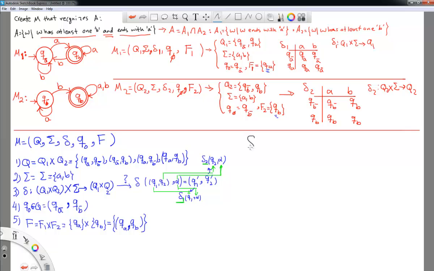I'm going to write my delta just like I did with the delta 1 and delta 2. And here's what is going to happen. What is the input of my delta? My delta input is a pair that comes from Q sub 1 cross Q sub 2. So Q sub 1 cross Q sub 2 are these four guys. So let's list them. Q naught A, comma, Q naught B. So that's one.